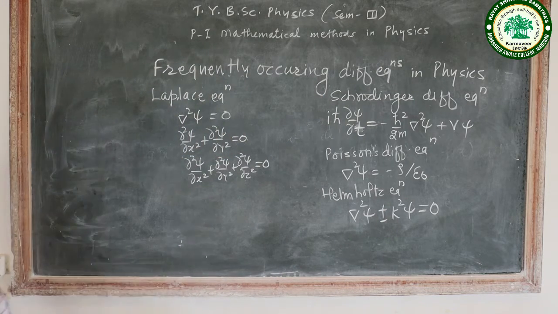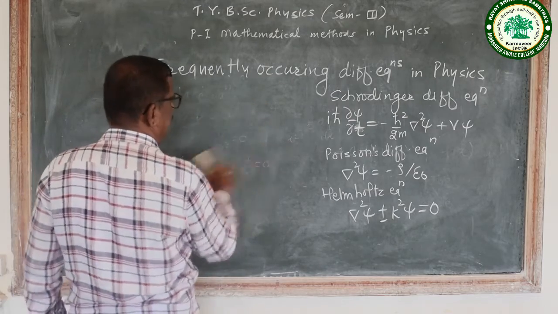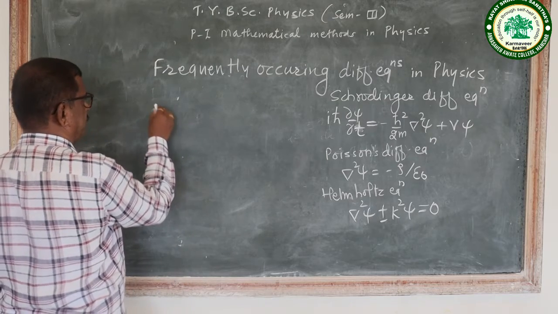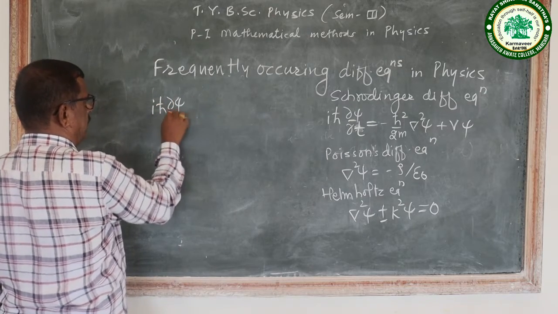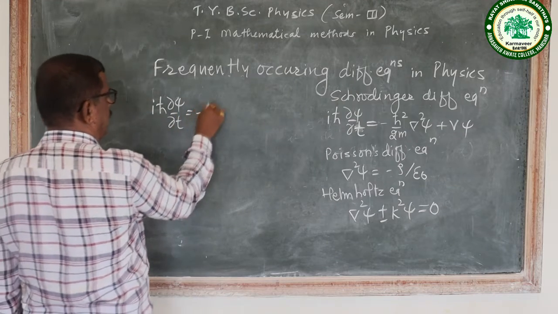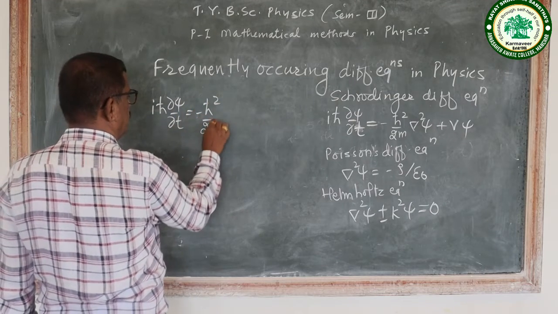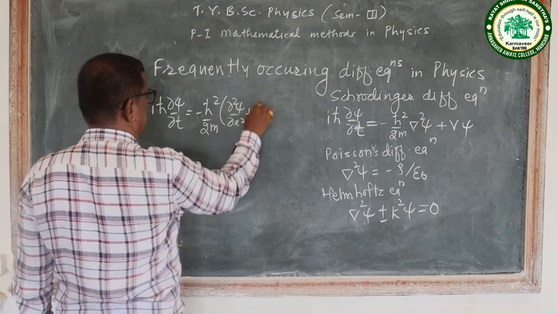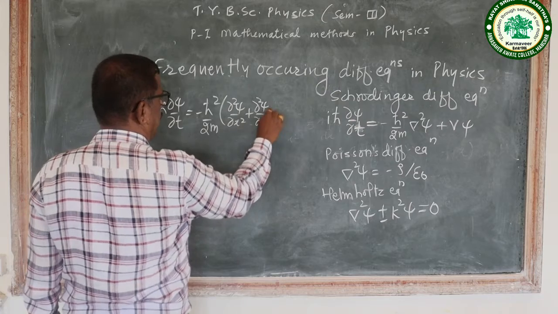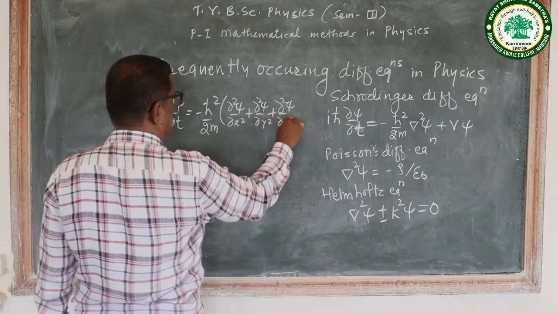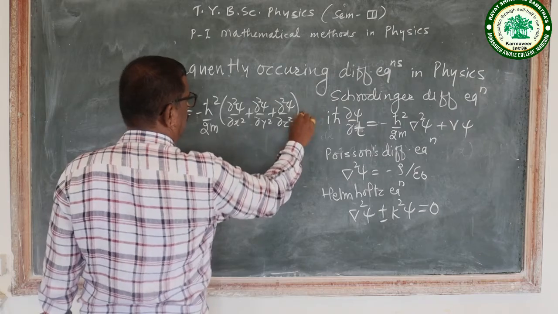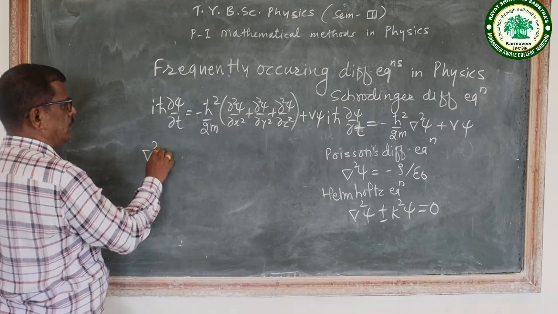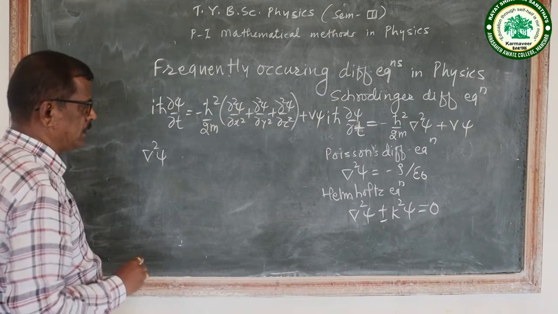We see in detail the Schrodinger's differential equation in 3 dimensions, and it can be written as i h cross del psi by del t. This is equal to minus h cross square by 2m. Here del 2 psi by del x square plus del 2 psi by del y square plus del 2 psi by del z square plus phi into psi.